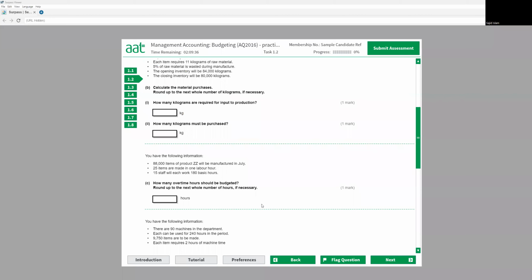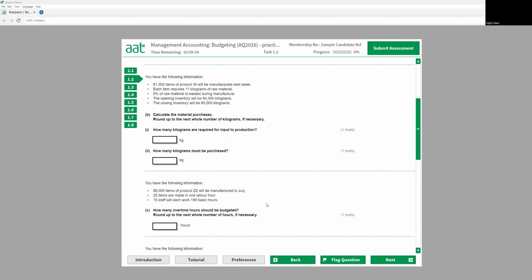The next one we have here is for 1 mark. So let's have a look at what we have here. It says you have the following information. 61,000 items of product W will be manufactured next week. Each item requires 11 kilograms of raw material. 5% of raw material is wasted during the manufacture. Opening inventory will be 84, closing 80. How many kilograms are required to input for the production? And how many kilograms must be purchased?